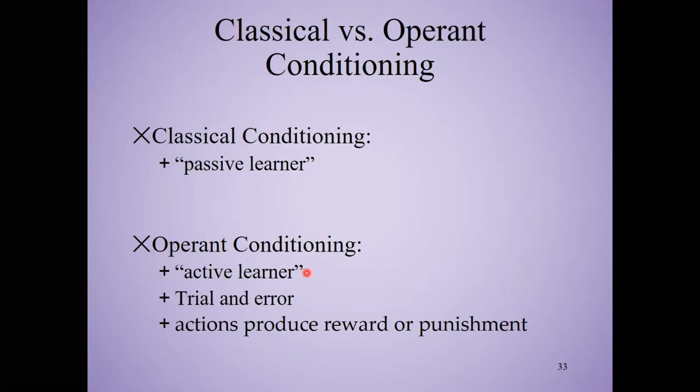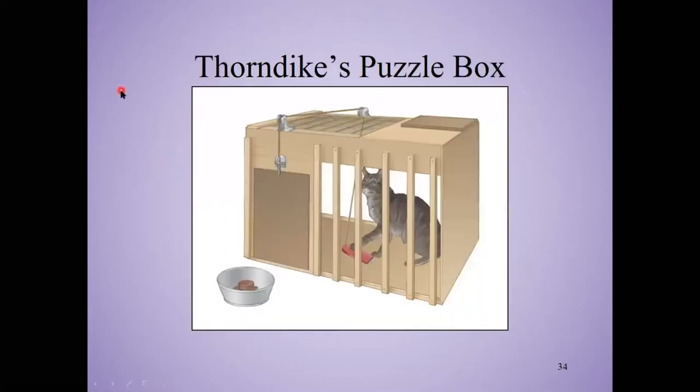In operant conditioning also, we will see trial and error type behaviors, trial and error learning. So the person or animal tries this to get the result that they want and then tries that if it doesn't work. In operant conditioning also, we'll see that these actions produce either reward, what we'll refer to as reinforcement, or punishment. So let's start to have a closer look at operant conditioning.